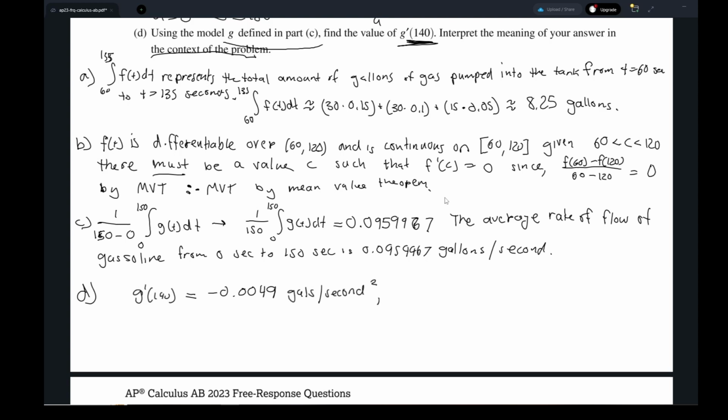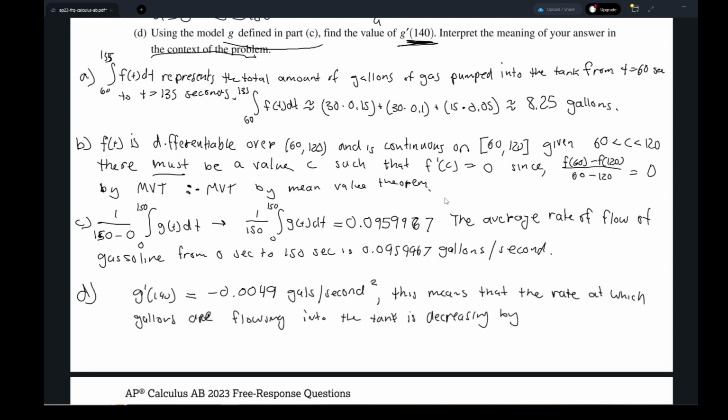And now we need to interpret this, and we're going to say that this means that the rate at which gallons are flowing into the tank is decreasing by 0.0049 gallons per second every second.